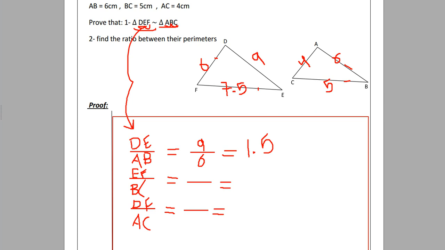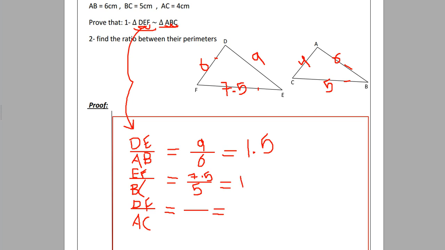And here, EF over BC, I'm sorry, EF over BC. EF equals what? Equals 7.5. So EF is 7.5 over BC. What is the length of BC? Yes, excellent, it is 5. So 7.5 over 5 equals what? Equals 1.5.